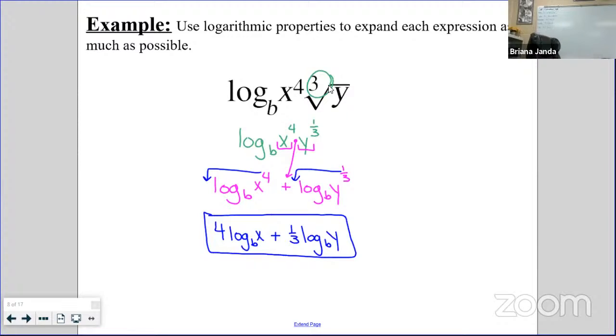Again, kind of equivalent to the idea of factoring. And sometimes we had to factor to be able to solve. So sometimes we're going to have to pull this apart to be able to solve. All right, questions?